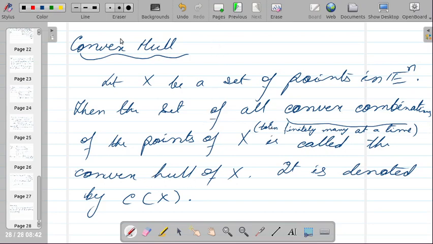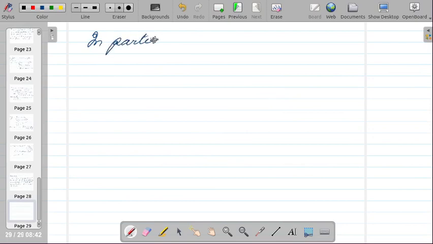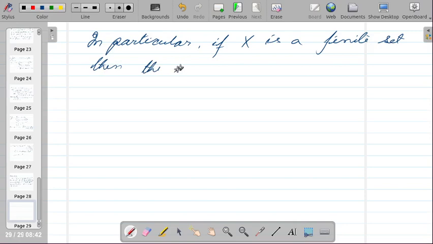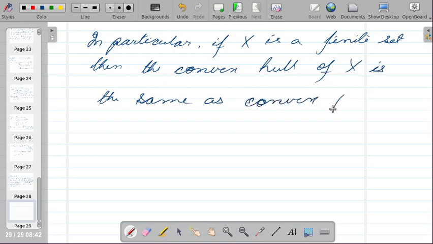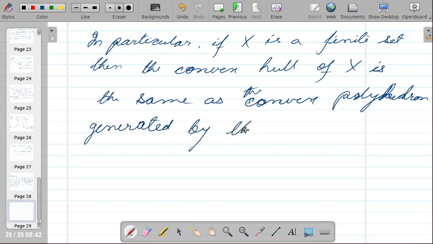So in particular, if x is a finite set, then the convex hull of x is the same as the convex polyhedron generated by the points in x. Okay, right. So if x is a finite set, convex hull and convex polyhedron actually mean the same thing. Okay, so we have seen that a convex polyhedron is a convex set. Okay, we can also show that a convex hull is a convex set.